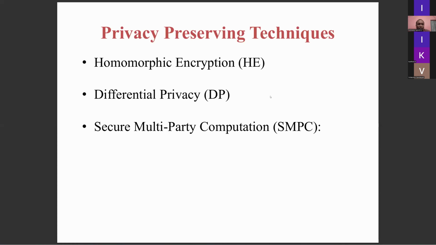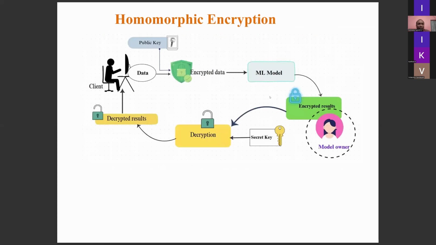See this diagram. Here it is very clear that there is one client. Instead of sending the data directly, he will send the data encrypted with his public key to a cloud to build a machine learning model. So that machine learning model will be built. After that, the model is also an encrypted model, and after decrypting the encrypted result, we get the result directly.